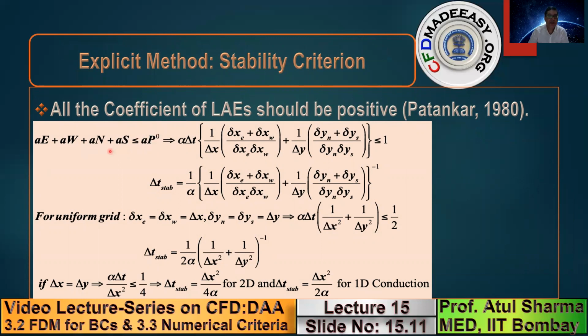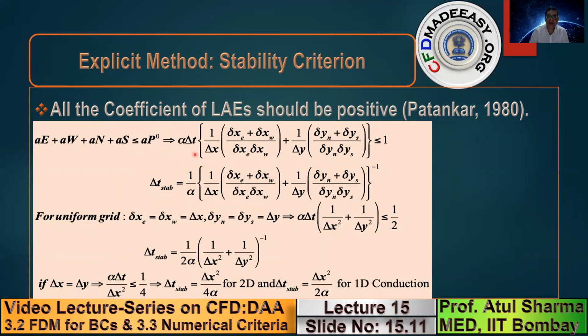Now, if you substitute the expressions for AE, AW, AN, and AS, where delta XE, delta XW and so on are the distances between the neighboring yellow circles. This is between P and small e. This is between P and small w. This is between P and capital N. This is between P and capital S. And this delta X and delta Y are the width of the control volume, which I had shown in the previous lecture. So if you substitute all these coefficients and the AP naught expression, finally you end up with an expression like this.